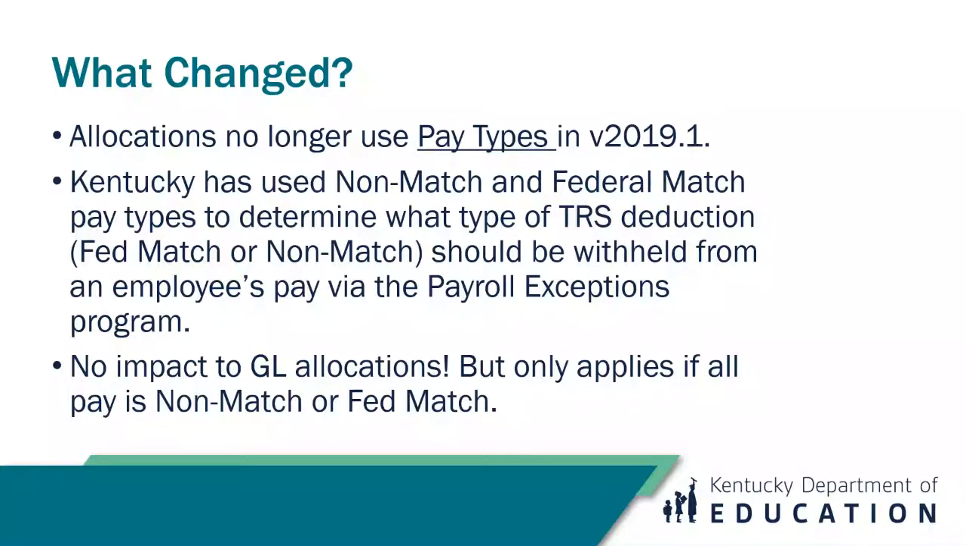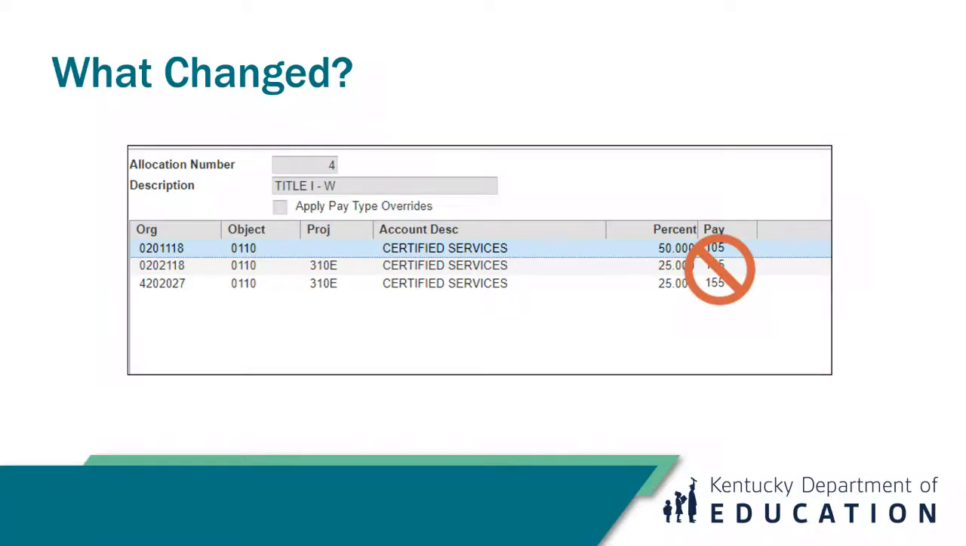So this is just a screen to show you what has changed. This is in version 11.3. That pay type column, you will no longer see in version 2019.